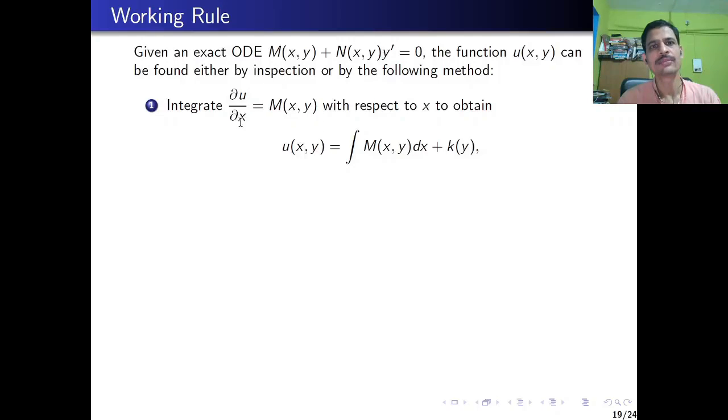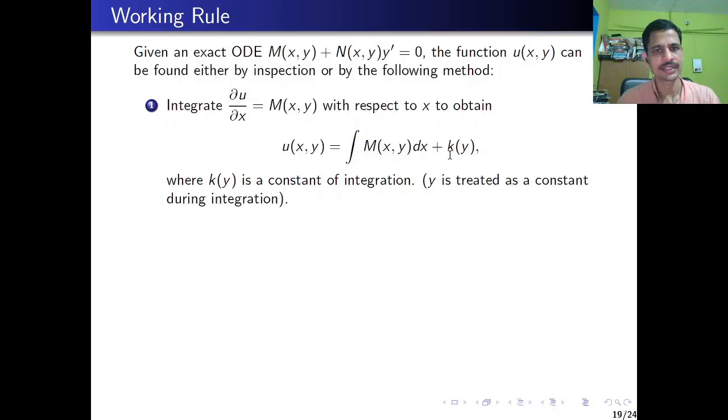So if ∂u/∂x is equal to M(x,y), then we can integrate this expression with respect to x. What you will get is u(x,y) is equal to the integration of M(x,y) dx plus a constant, but since this is a partial derivative and we are integrating with respect to x, the constant k will be a function of y, so we'll write it k(y). It is constant with respect to x, but it is a function of y because we are integrating only with respect to x. So k(y) is the constant of integration.